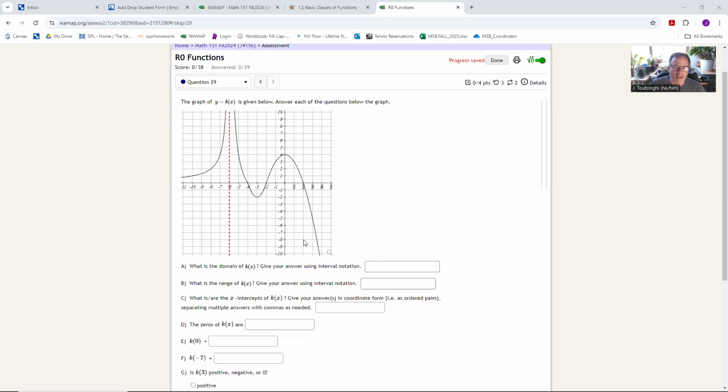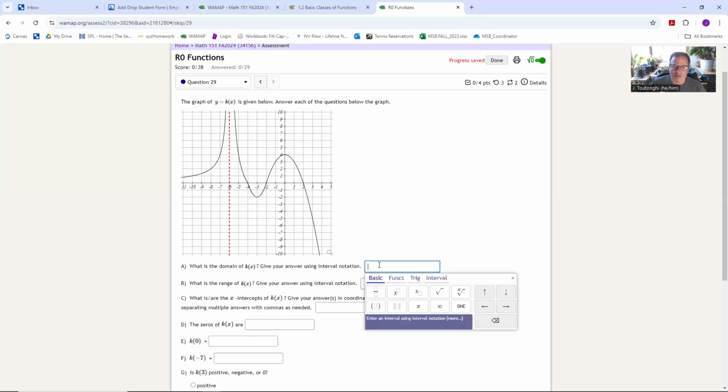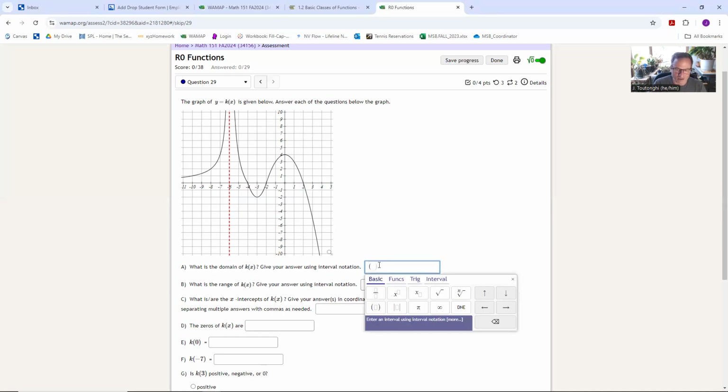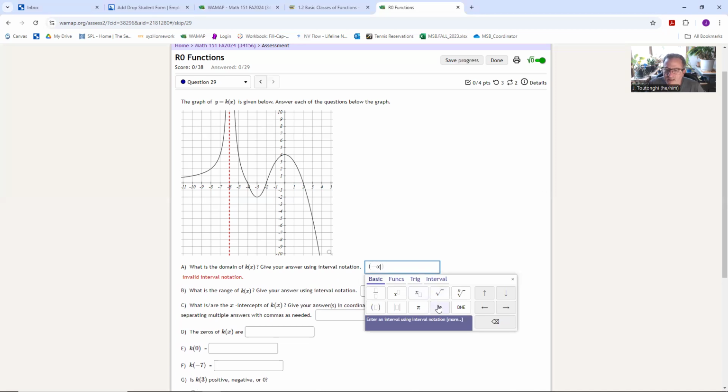So to me, everywhere there's black lines are in the domain. These are the x values. So that would be from negative infinity, but then it stops here at -6 because of this red asymptote. And then it starts again at -6 and goes to positive infinity. So over here, I'm going to go negative infinity, comma, -6 with an open parenthesis.